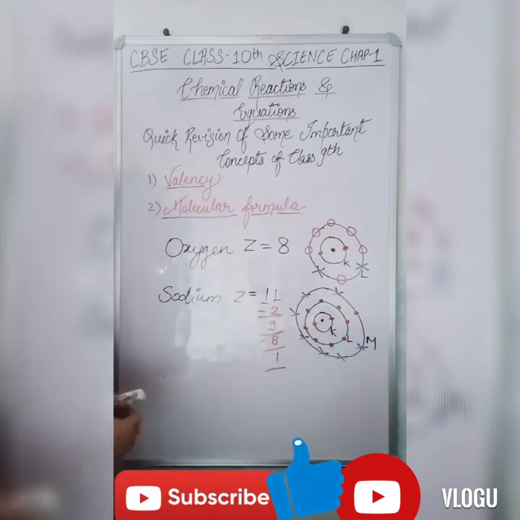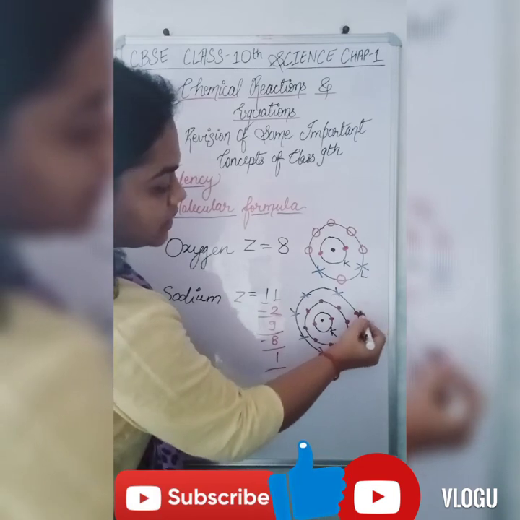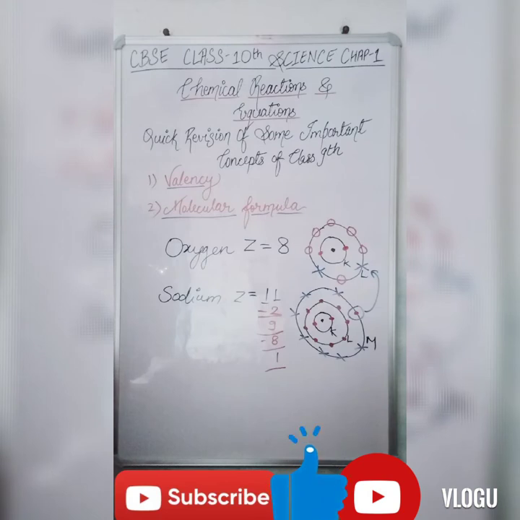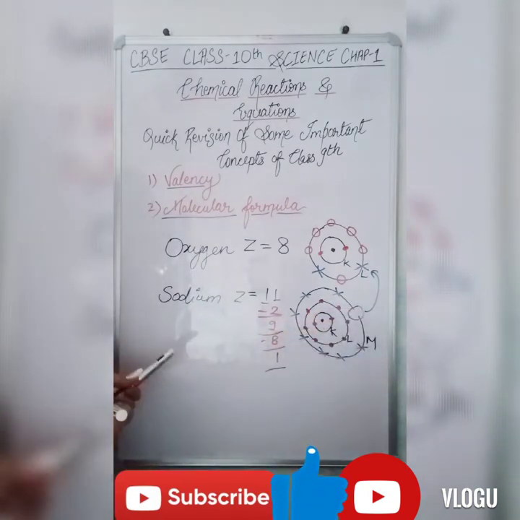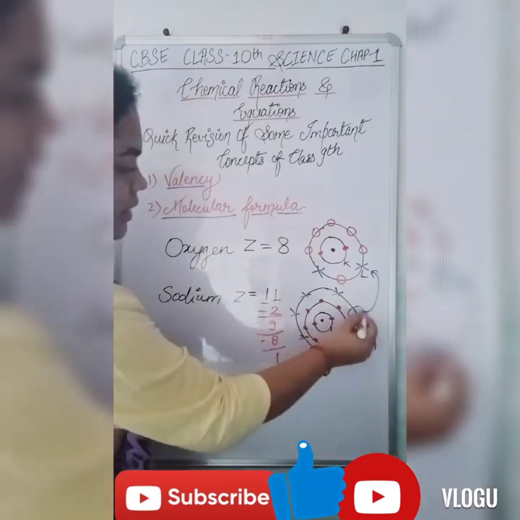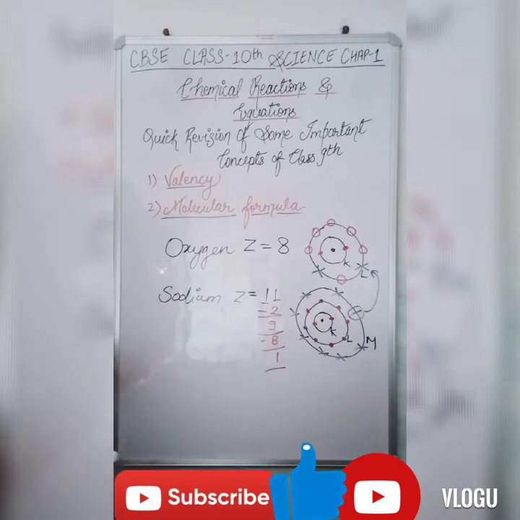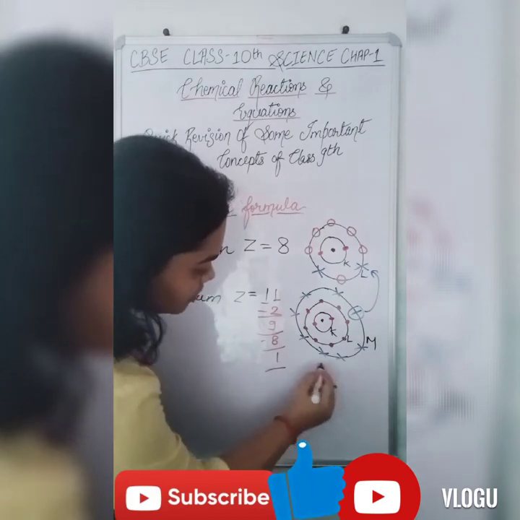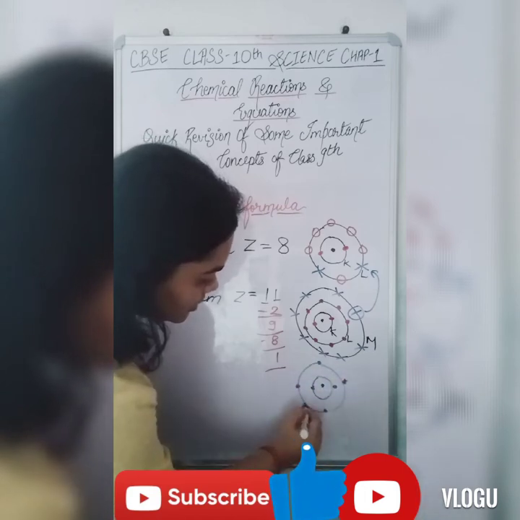And when it donates this one electron, suppose this one electron goes to this one place of oxygen, then this electron is not here and this place also becomes vacant. And now another electronic diagram for sodium becomes like this: these 2 electrons, this is nucleus, and this one electron with 8 electrons.